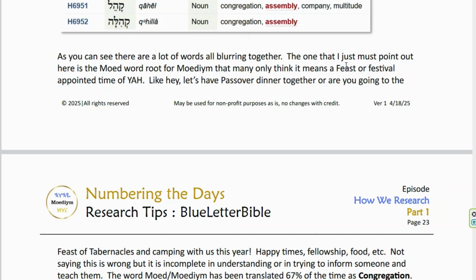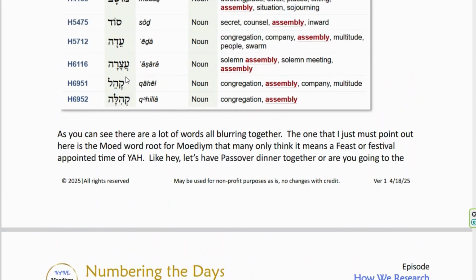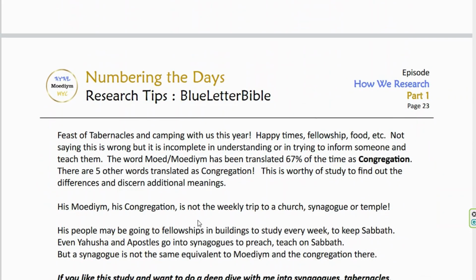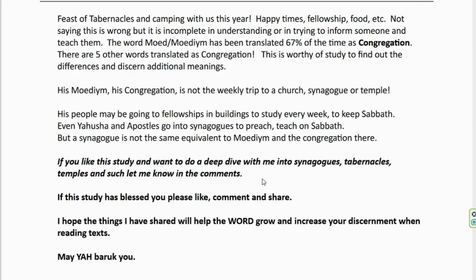The one that I just must point out here is moed. The word moed is up here. Right there, moed. It's the root for moedim, that many only think it means a feast or a festival, an appointed time to Yah. It's like, hey, let's have Passover dinner tonight, or we're all going to get together on Feast of Tabernacles and go camping this year. And that's a blessed, wonderful thing. Happy times, fellowship, food, etc. I'm not knocking that at all. I'm not saying it's wrong. It's just an incomplete understanding.